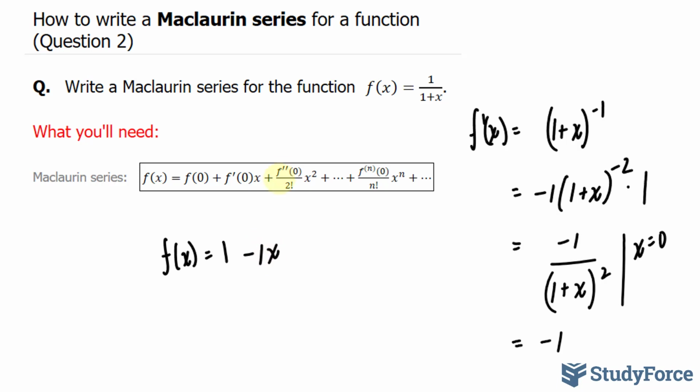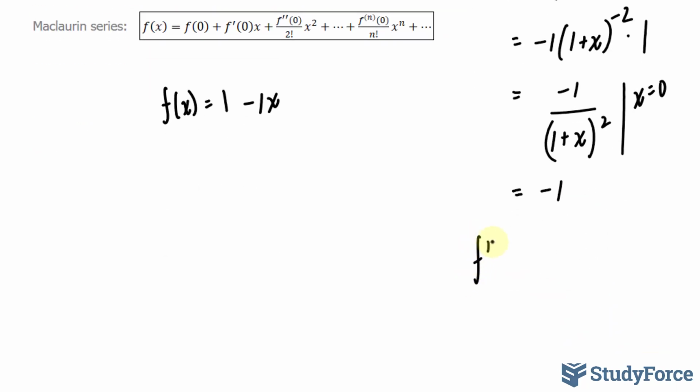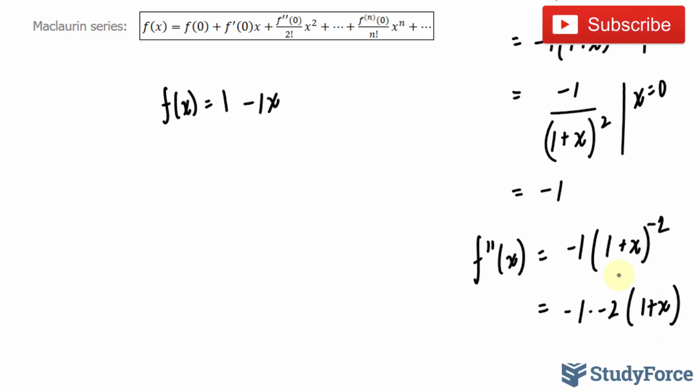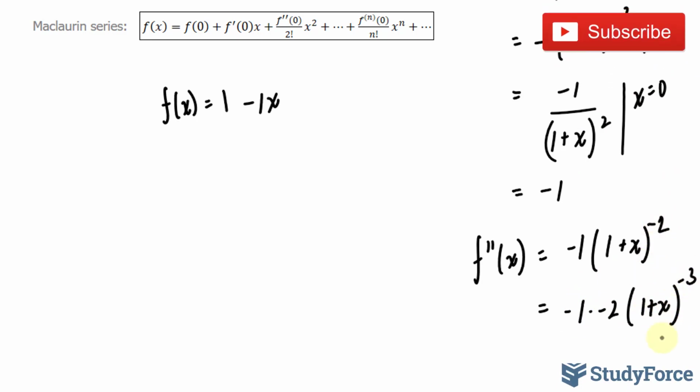Now for the second derivative. To find the second derivative, I'll take what I just found and rewrite it again as f double prime is equal to negative 1 bracket 1 plus x raised to negative 2. I'll take this negative 2 and multiply it to the negative 1. Negative 1 times negative 2, 1 plus x, negative 2 minus 1 is negative 3, times the derivative of this binomial, which is 1. This gives us 2 over 1 plus x raised to the power of 3.